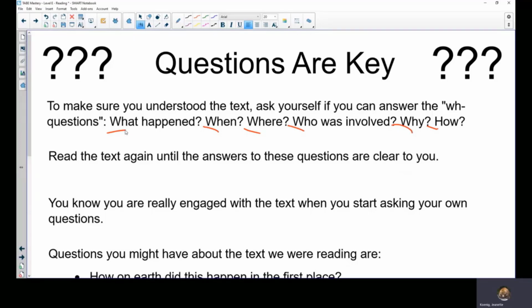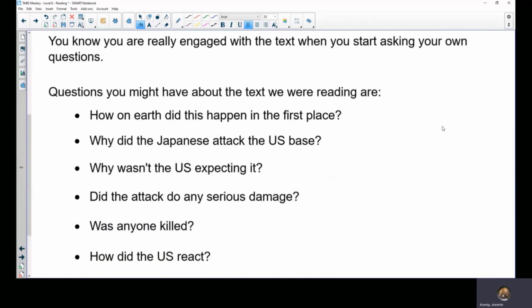So look for the answers to these questions. They aren't always in the text, but you should be asking them and see if you can find the answers to them. You may have to read the text again until these questions or the answers to the questions are clear to you. Now, the real test of whether you are following the text is when you start to answer your own questions. To me, what we just read, and especially what we just saw, that kind of brings it to life, but questions that you might have: how on earth did this happen?